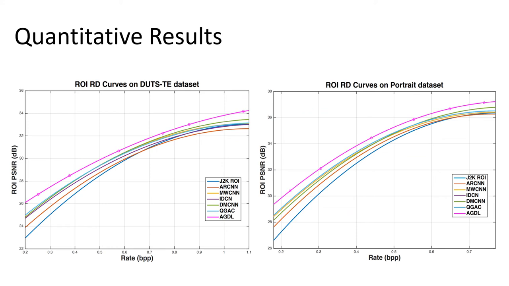Here, we present rate distortion curves of ROI. The rate is calculated by bits consumed to encode the entire image averaged per pixel, and the distortion is measured by the PSNR of the ROI area. For AGDL, the rate is the sum of the bits consumed by the JPEG-coded base layer and the CS-coded side information. We can see that the proposed AGDL compression system outperforms all the competing methods by a large margin, on both portrait images and general object images.